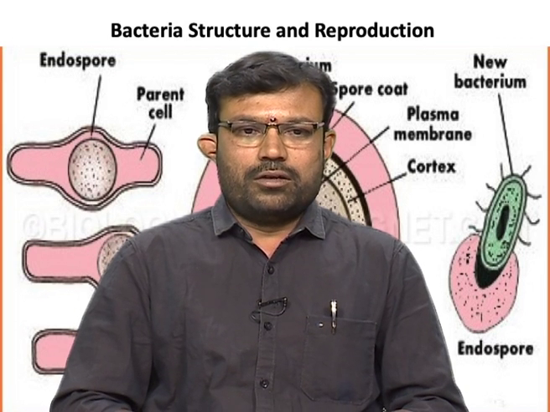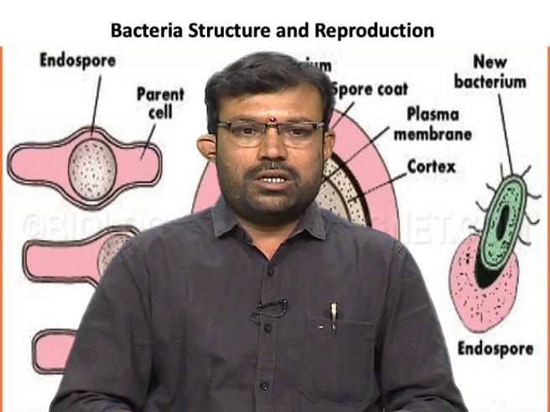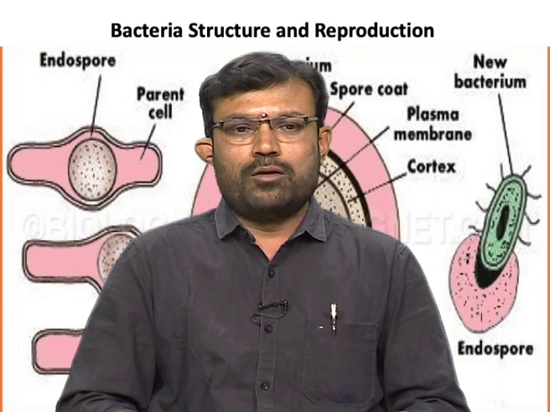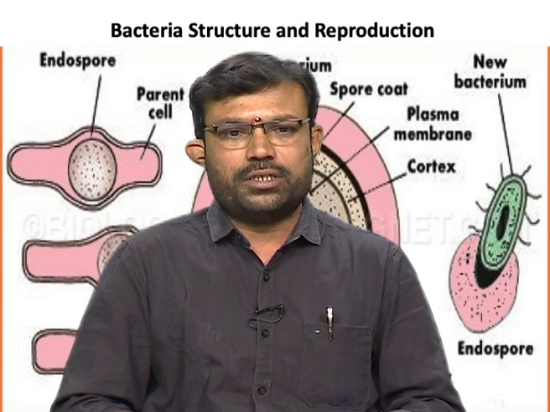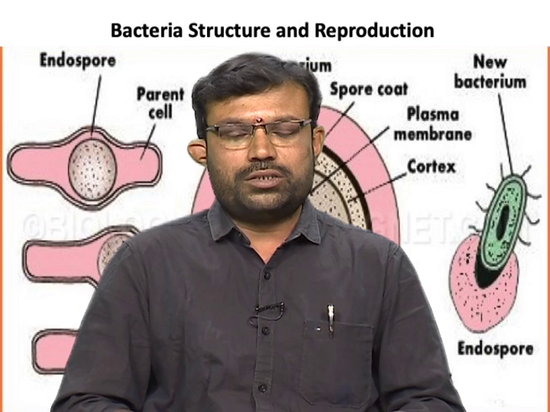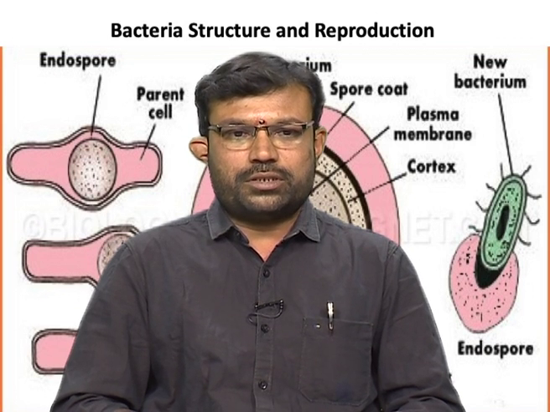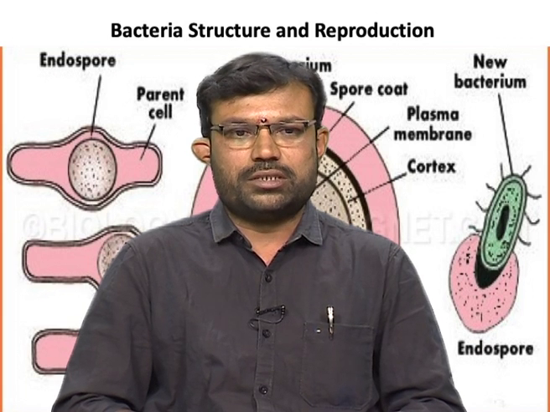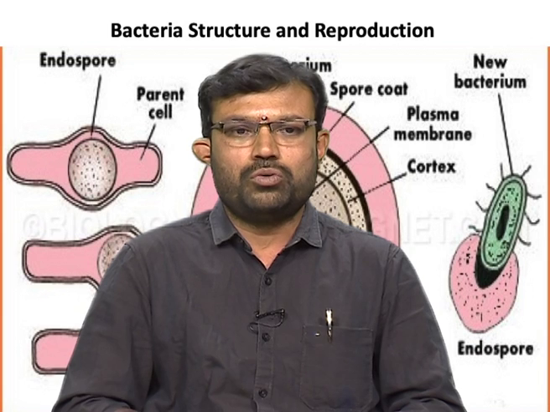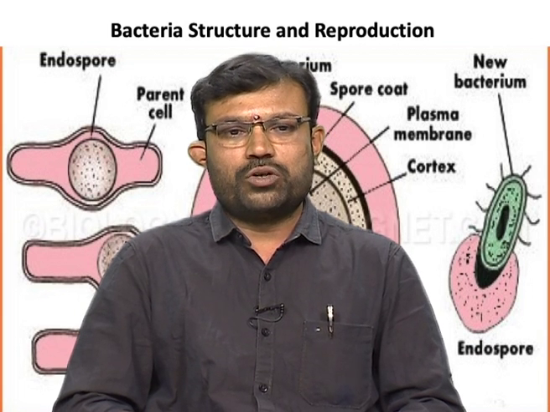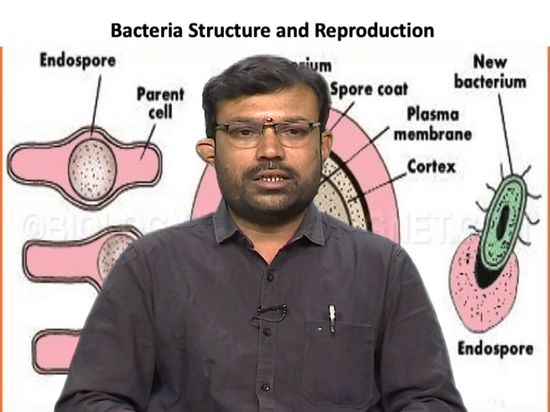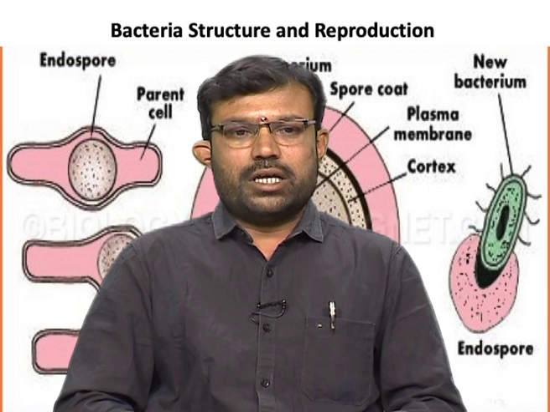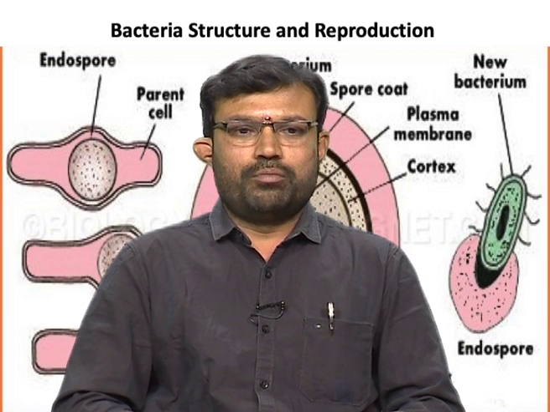Then next, flagella. If flagella are present, the cell is motile in nature. If flagella are absent, it is non-motile. So, based on the presence and absence of flagella, cells, especially prokaryotic cells, are classified into two categories: non-motile and motile. In a non-motile cell flagella are absent, and in a motile cell flagella are present.